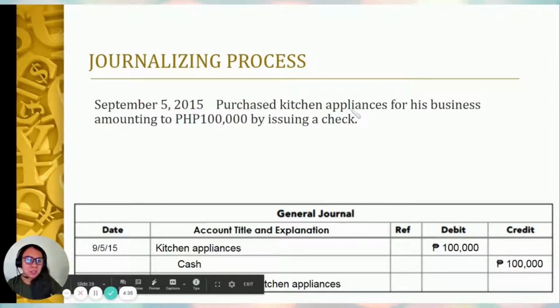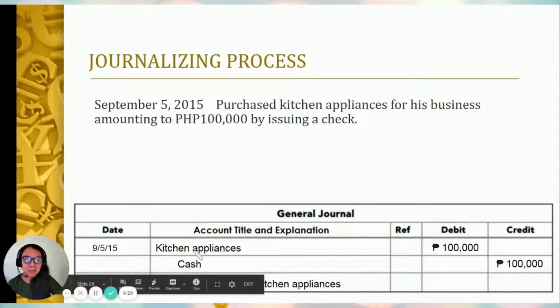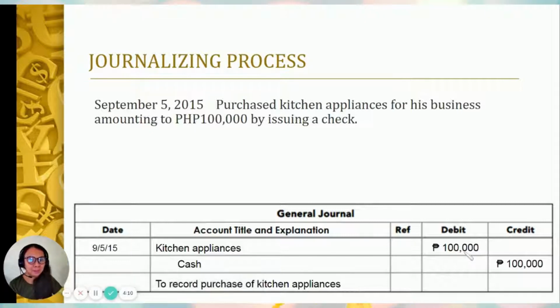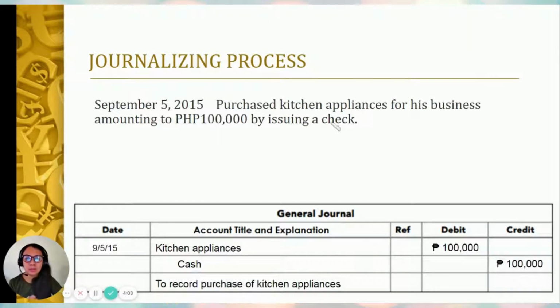We purchased kitchen appliances. So the business received an asset. And increase in asset is a debit. So we debit the account title kitchen appliances. Remember, it should be at the extreme left part of this column. So we debit kitchen appliances and the amount of the kitchen appliances is 100,000 and we put it under the debit column.